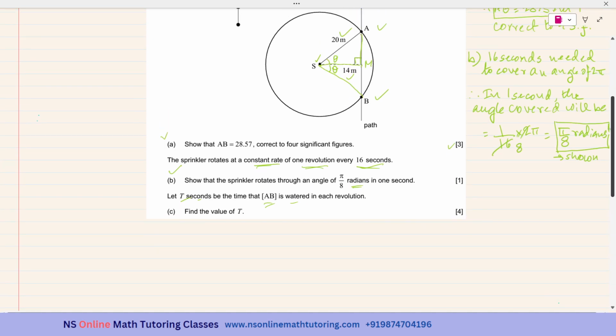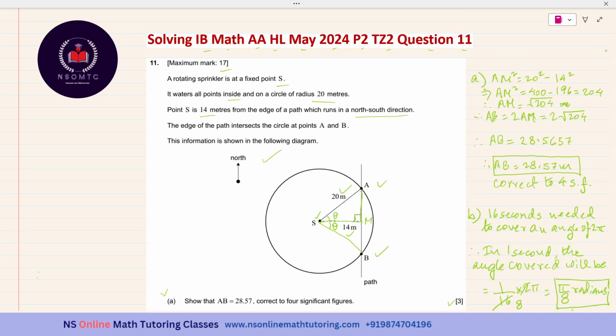We have to find the value of the angle theta, because we know that if the angle is pi over 8 radians, the time taken is 1 second for watering that part. So I have to find the value of theta and double it so that I get the value of 2 theta, and then I'll be finding the time. Let me write the B part over here.